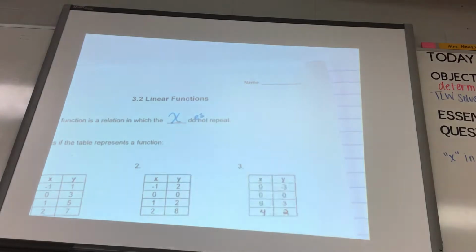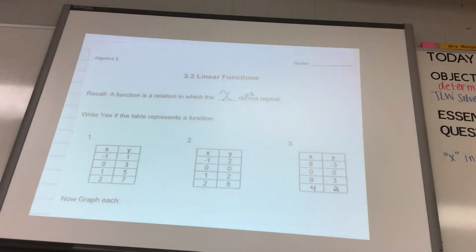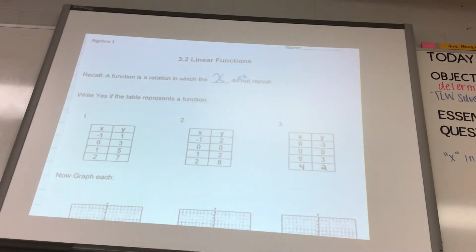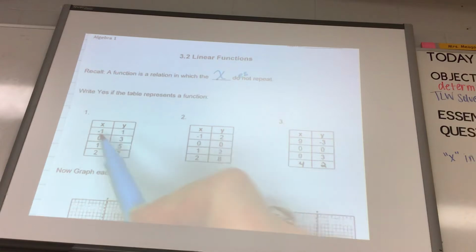So on this next part, now that we know this, we're going to decide yes if the table represents a function, and no if it does not. So let's just look at the x values. Do we have any repeaters? No, we don't. So it is a function.